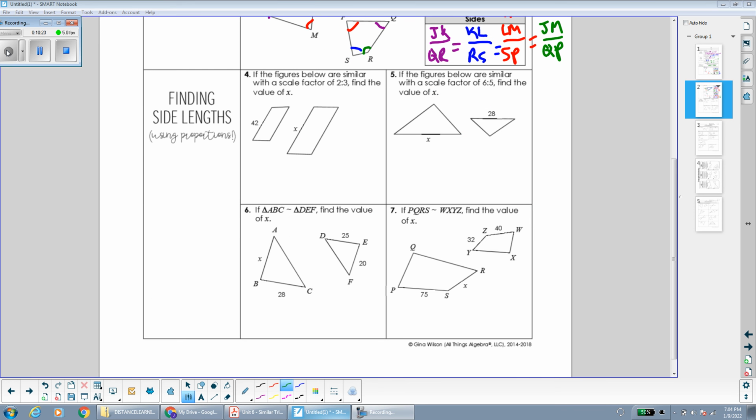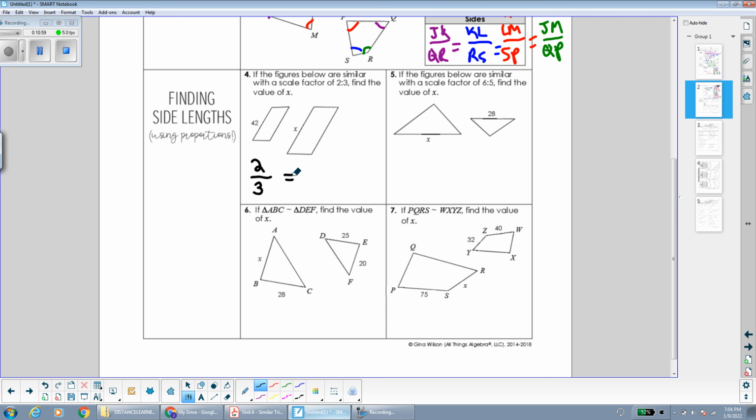Since corresponding sides of similar triangles are proportional, we can set up proportions to find missing side lengths, so we're going to practice that now. So in number 4 over here, it says, if the figures below are similar with a scale factor of 2 to 3, find the value of x. So I'm just going to write my ratio of 2 to 3 in fraction form. 2 over 3 is my scale factor over here.